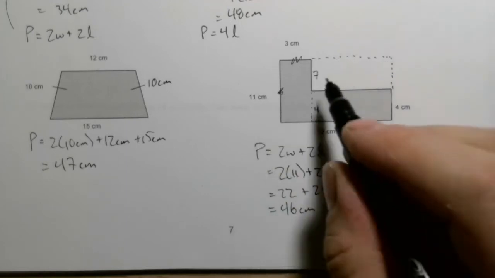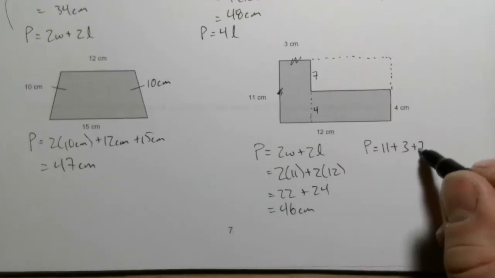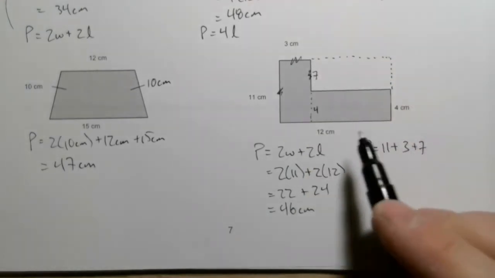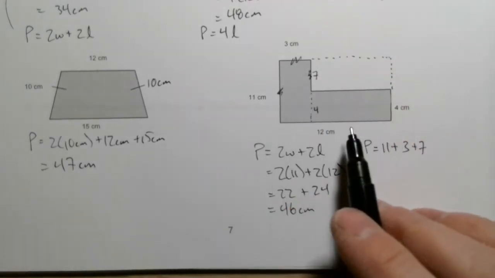So that finishes it off here. I know that this little piece here must be 7. So I would add 7 to that, and I've got this piece. I can do the exact same thing here.